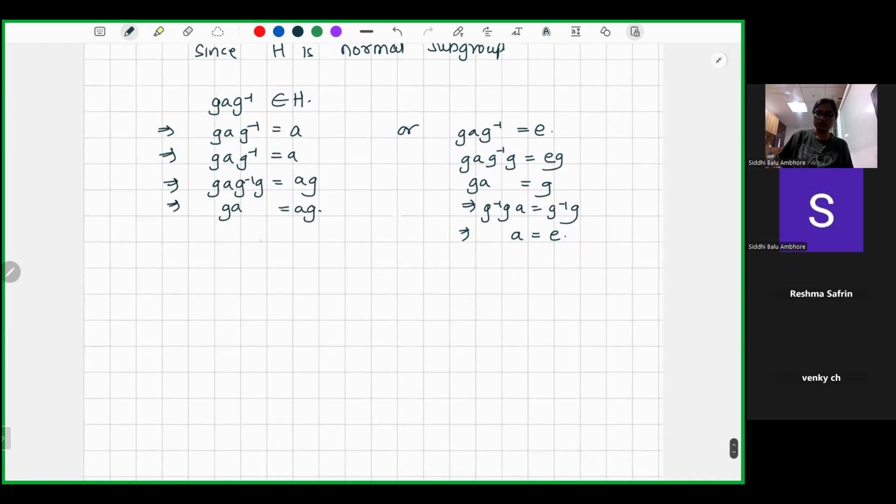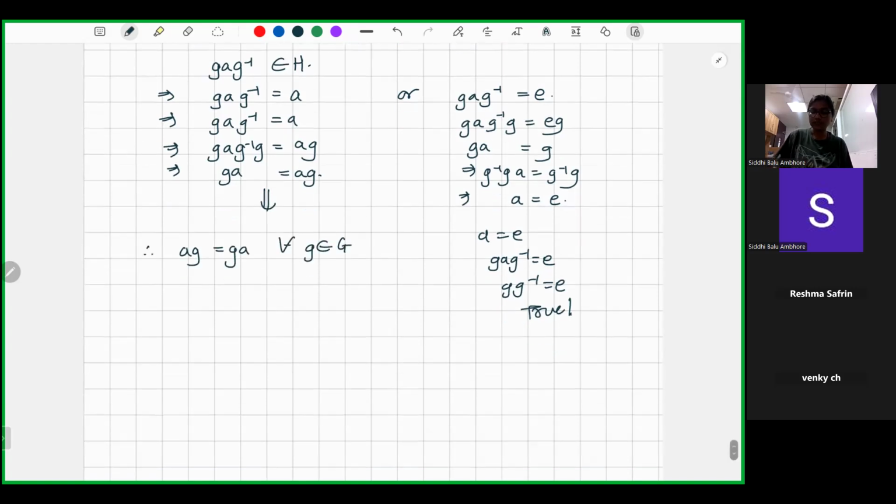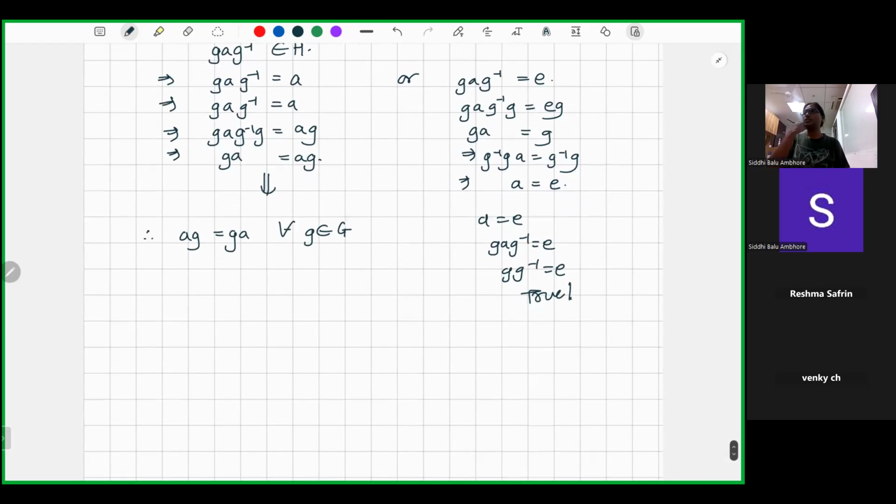Okay, so in either case, A is equal to E. If A is equal to E, then this G inverse is E. This statement is true. That's not a problem. And again here, if this G inverse is A, then I get this AG is equal to GA. So therefore, AG is equal to GA for all G in G. This statement is true for every G in G.